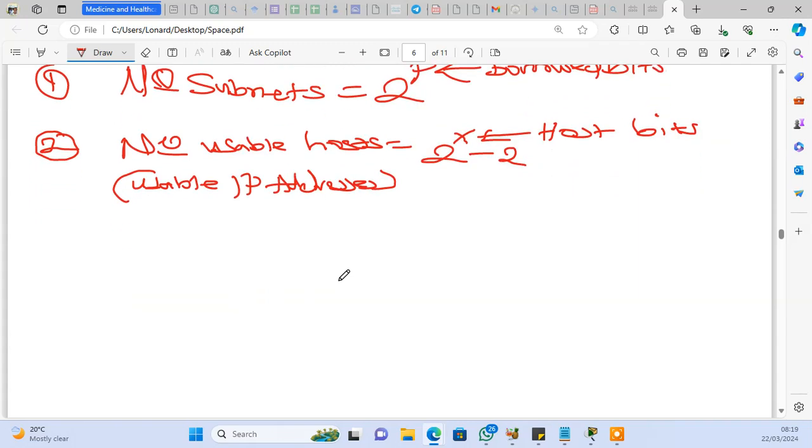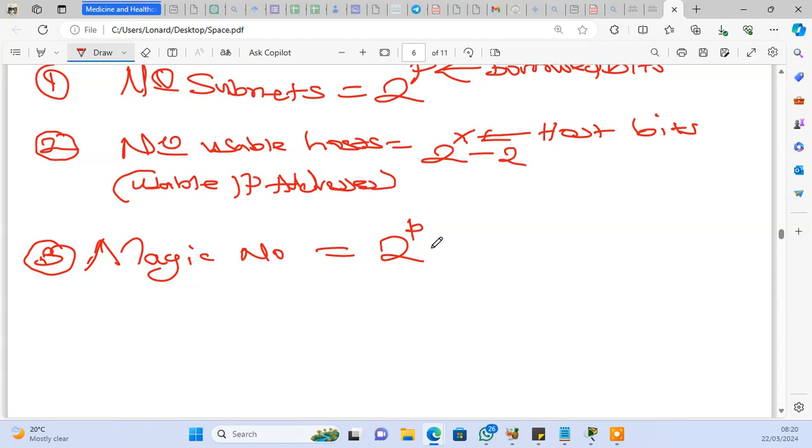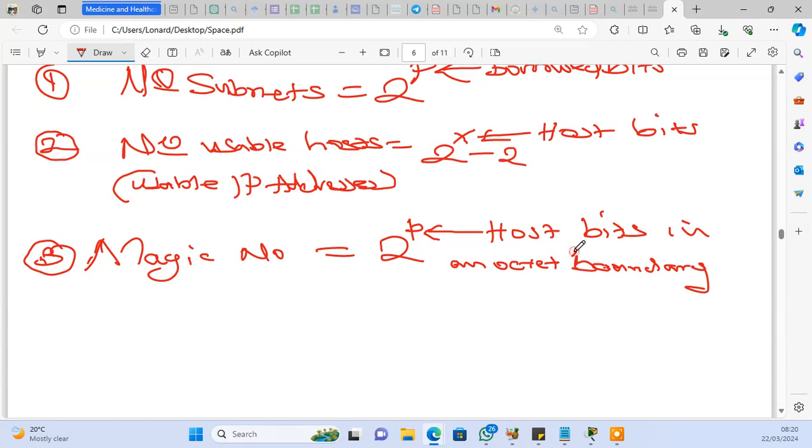Then we have the third one, which is the magic number, which is 2 power, maybe you can call it p, but this time this p here represents the host bits in an octet boundary. Yeah, so those are the three formulas.